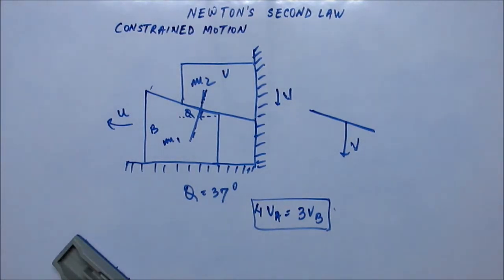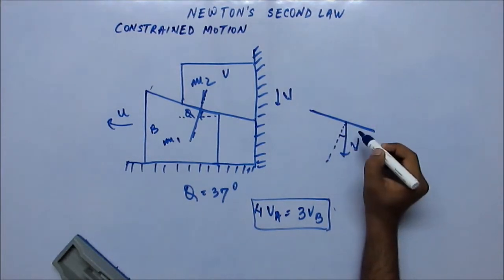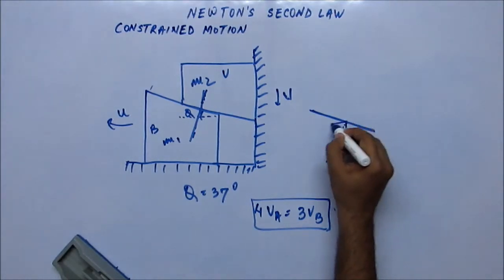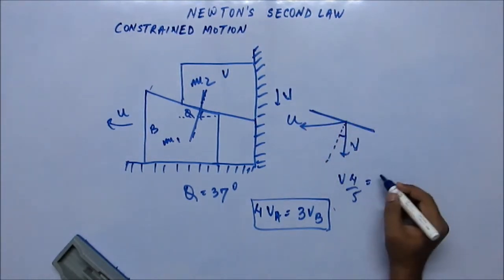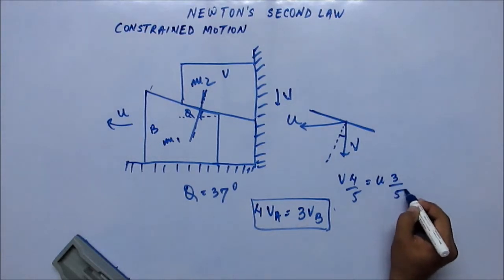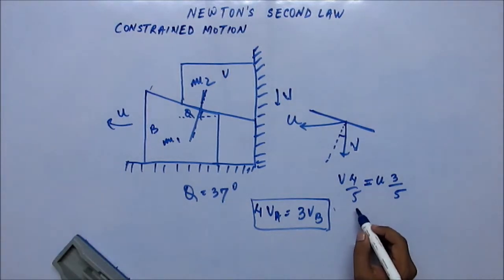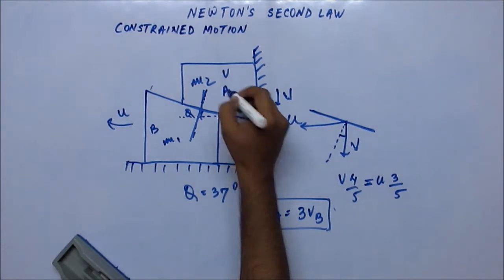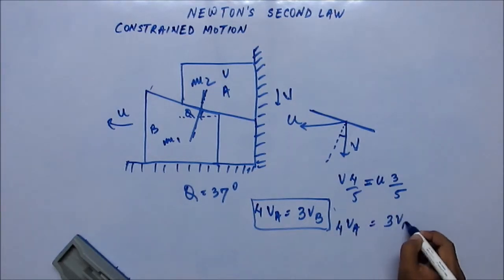Okay, now let's see how we will be getting this. This angle is 37 degrees. So V cos 37 degrees. How much is that? Cos 37 degrees is 4 by 5. And this is the velocity U. So U sin 37 degrees. Sin 37 degrees is 3 by 5. These should be equal because there shouldn't be any relative velocity. So the V is, this I told you A, right? So V is VA. 4 times VA is equal to 3 times VB.